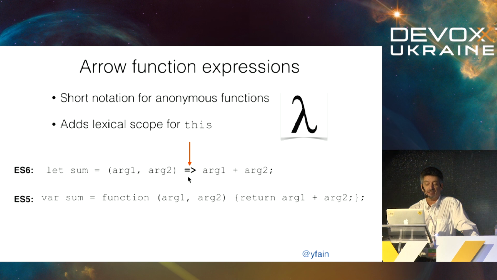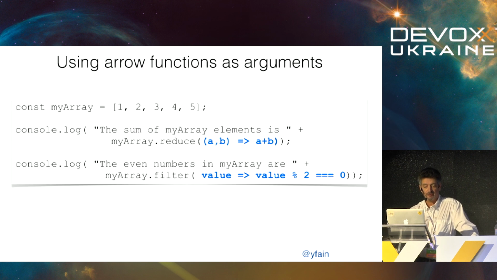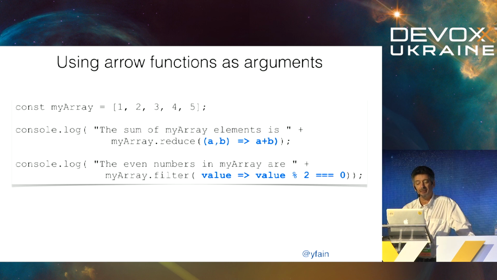So these fat arrow functions are simpler to write, and also they introduce lexical scope for this. And what does it even mean? It will probably be on the next slide. On this one, I'm showing you that you can pass around, like in Java, you could pass a lambda expression as an argument. The same thing in JavaScript.